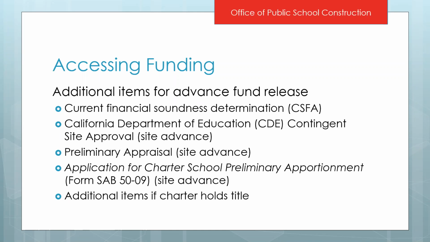So some additional items for requesting your advance funding. This would be for design or site advance. You have to have a current financial soundness determination from CSFA. If you are requesting site advance, you also need to have a CDE contingent site approval letter, a preliminary appraisal, an updated application form SAB 5009, and then additional items if a charter holds title, such as a recorded lien for the total amount of funds you'll be receiving for your advance, and CC&Rs.